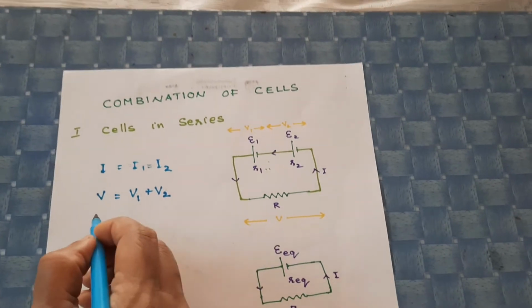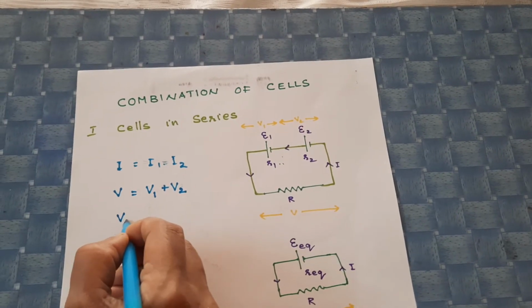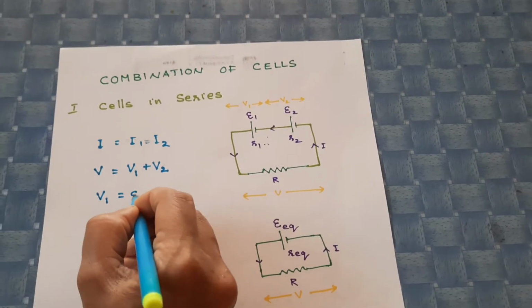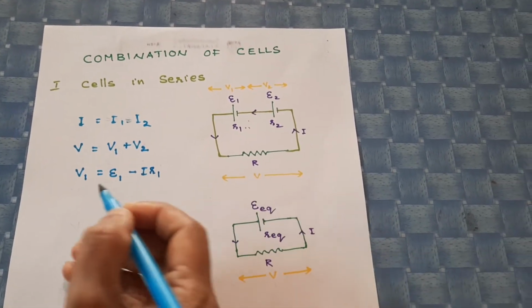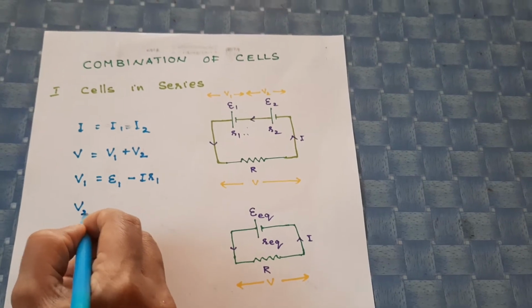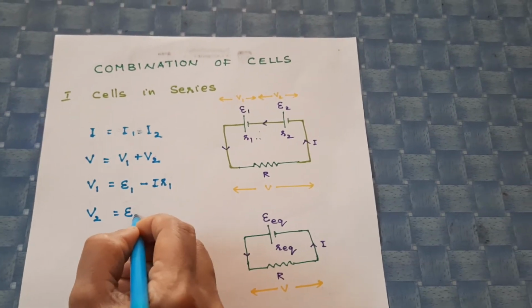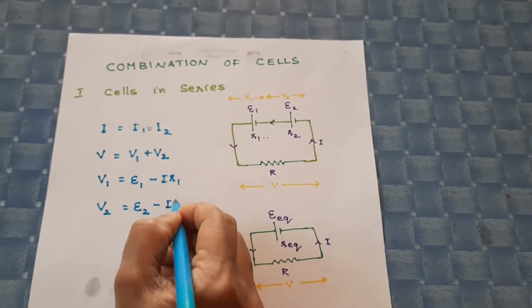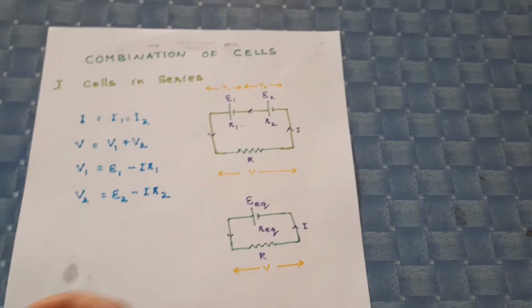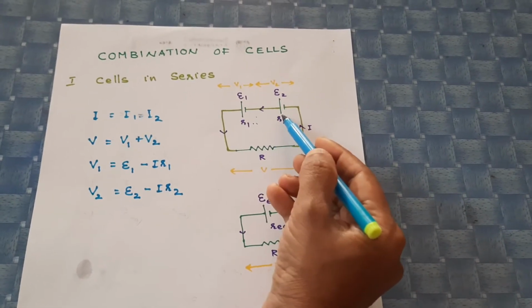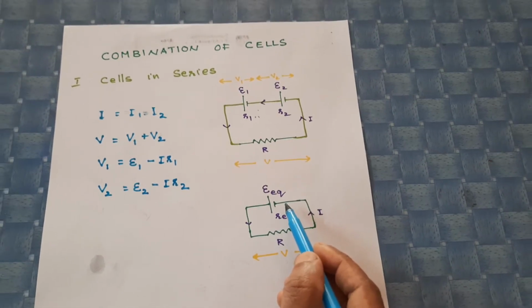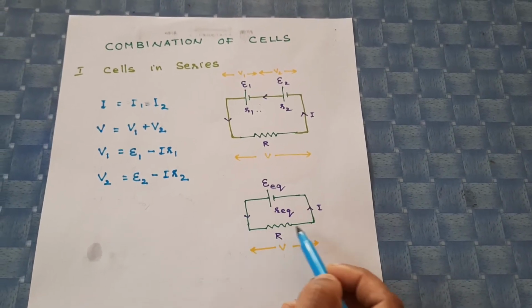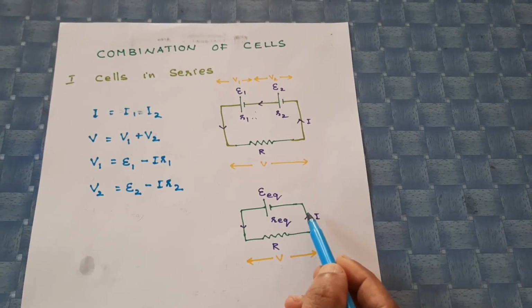But for a cell, the terminal potential difference V1 is equal to E1 minus IR1. And for the second cell, the terminal potential difference V2 is equal to E2 minus IR2. Suppose this series combination is replaced by an equivalent cell such that it produces the same current in the circuit.